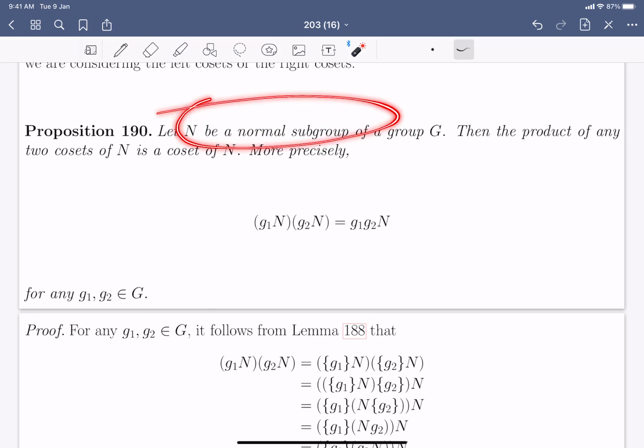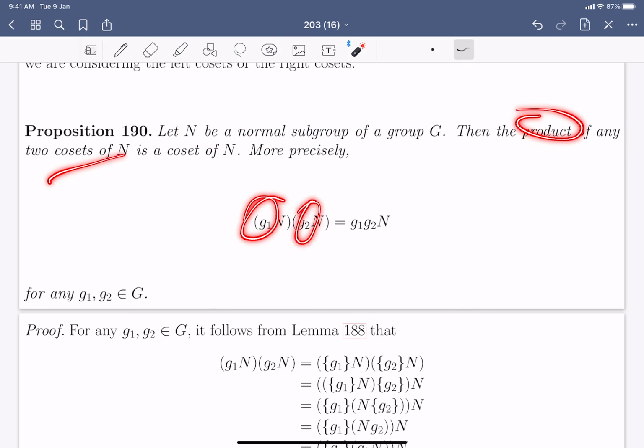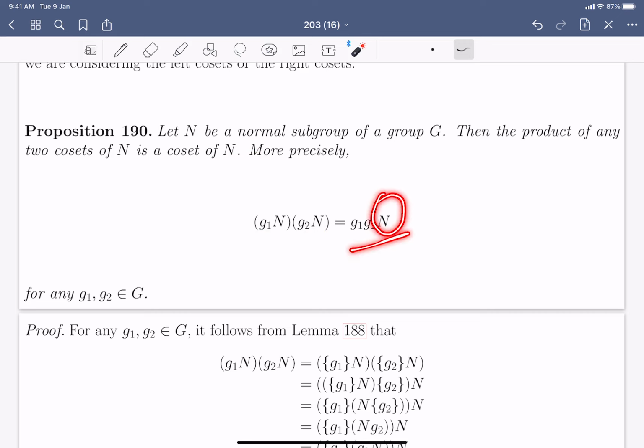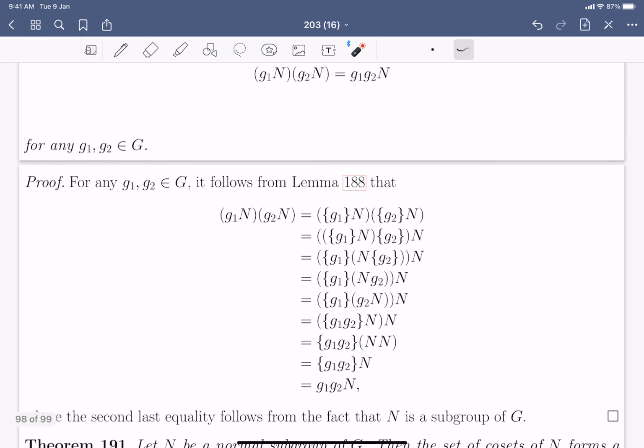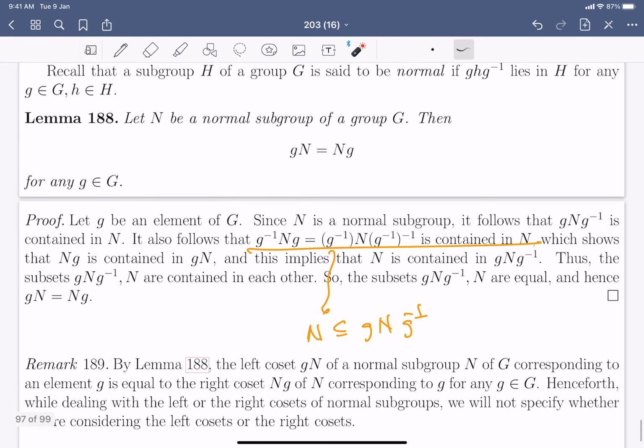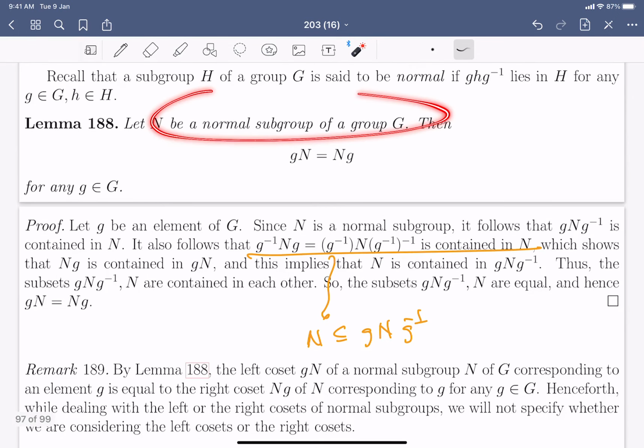When you start with a normal subgroup, then the product of two left cosets is equal to another left coset. So the product of these two left cosets g1N and g2N is equal to the coset of N corresponding to the element g1 times g2. This is not too difficult to prove. It's straightforward, and it follows from the observation that gN is Ng when N is a normal subgroup of a group G.